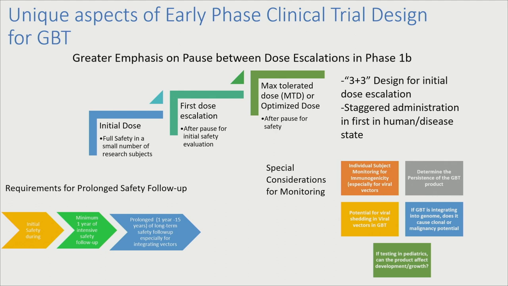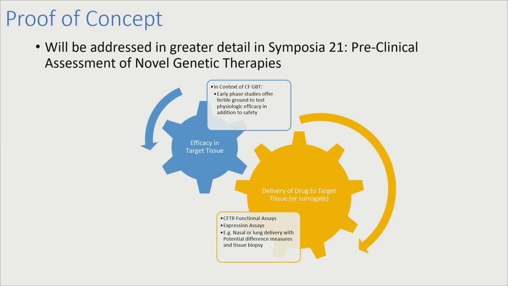In addition, it's outlined very extensively in the FDA guidance documents that proof of concept will be a very key portion of the development of these early phase trials for GBT. And so rather than speaking on this in great detail, this is going to be outlined in Symposia 21.